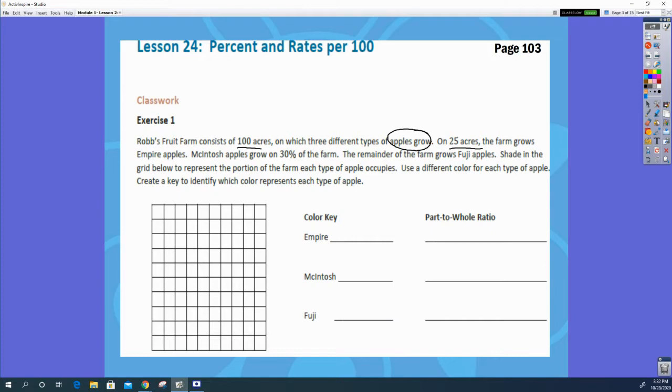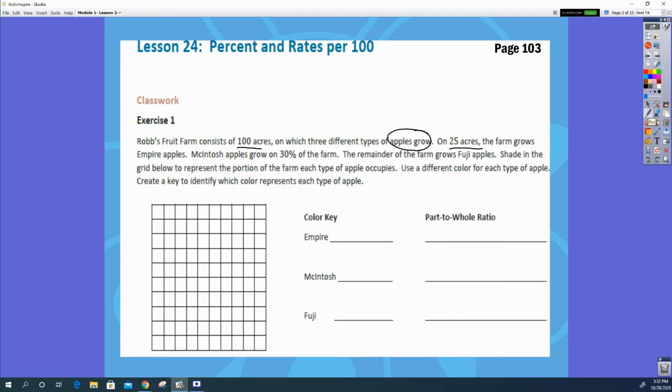Shade in the grid below to represent the portion of the farm each type of apple occupies. Use a different color for each type of apple, and create a key to identify which color represents each type of apple. Okay, so there's kind of a lot going on in this problem. Starting off, Rob's Fruit Farm is a 100-acre farm.